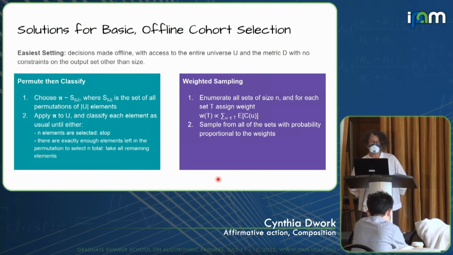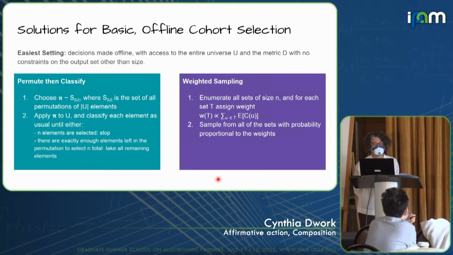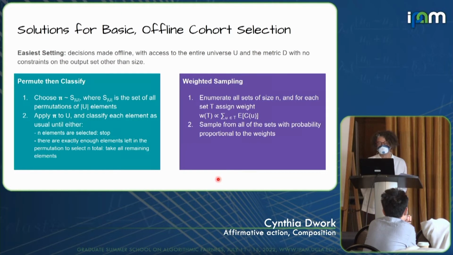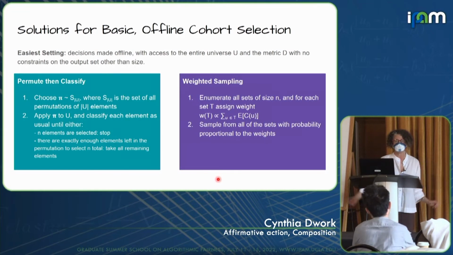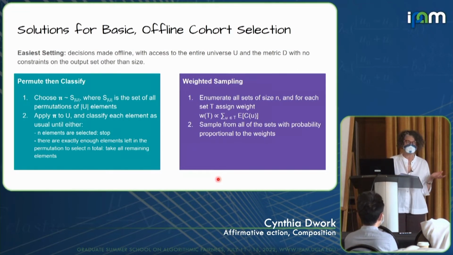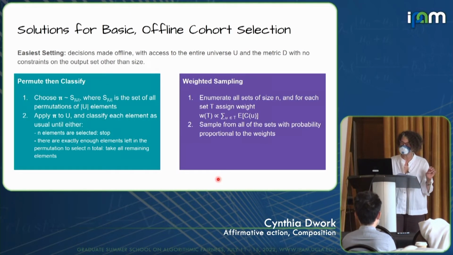The easiest setting is a basic offline cohort selection. Decisions are made offline with access to the entire universe U and with access to the metric D. And you have no constraints on the output set other than its size. So since you know what U is, you know how many candidates there are. And then there were two solutions to this, conceptually easy, but mind-bogglingly difficult in practice.